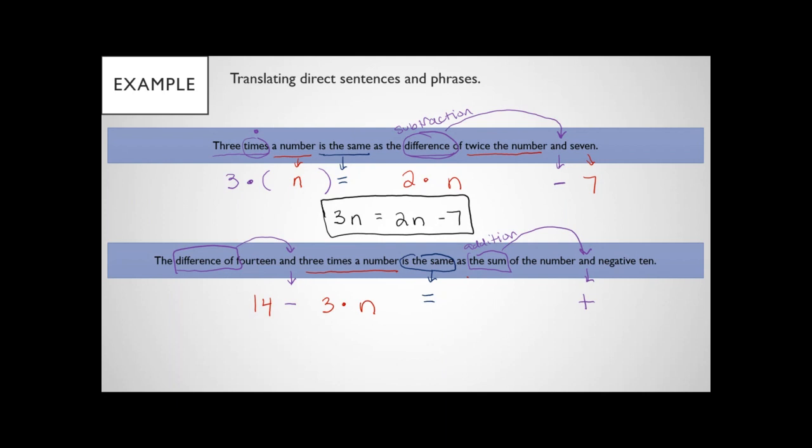Got is the same, so that's my equal sign. And we've got the sum, which told us we're going to be adding what comes next. And we have the number, which is n. And then after the and, where the plus sign is, we have negative 10. So we can write this. We have 14 minus 3n equals n plus negative 10.